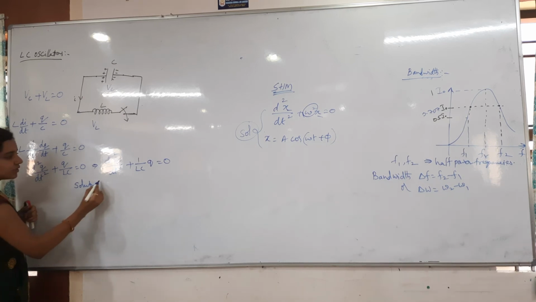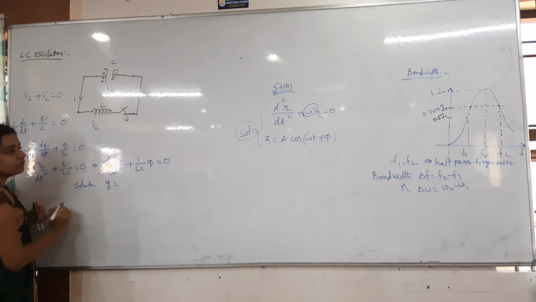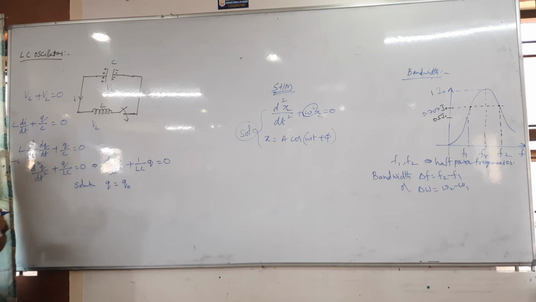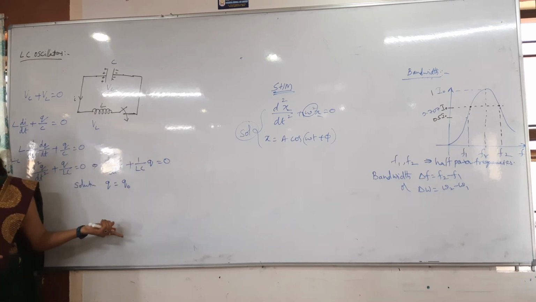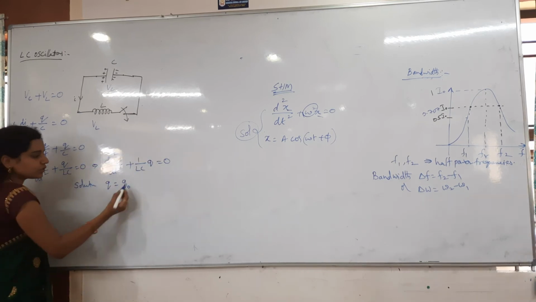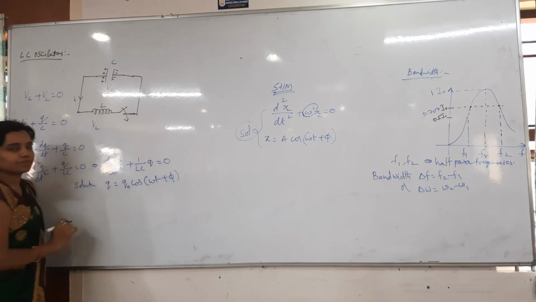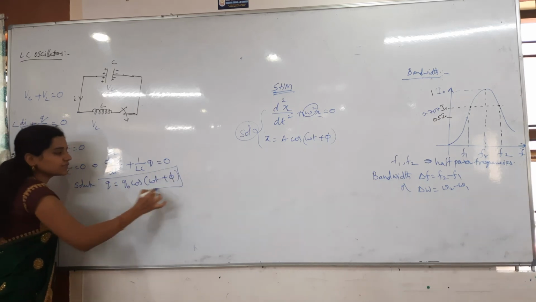So here, the solution of this equation will be what? In the place of x is q. Q is equal to a, nothing but what can I say? Q naught. There a is the amplitude, and here q naught is the amplitude of the charge, the maximum value of the charge, the maximum value of the displacement. And q is equal to q naught cos of omega t plus phi. Okay, omega value I will write later. First of all, this is the basic equation we got.